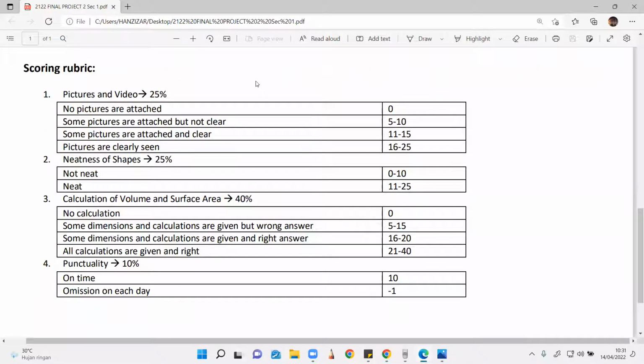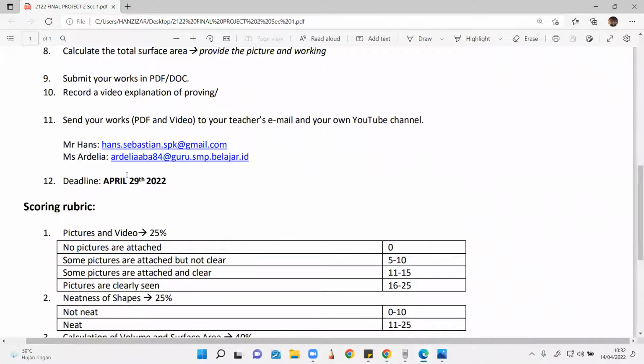And the scoring rubric, you can see it by yourself. I will send this to you on the WhatsApp group, or in the LMS as well. Okay, I'll send it to you. And then some questions regarding the deadline. The deadline is 29th of April 2022, before the Idul Fitri holiday.